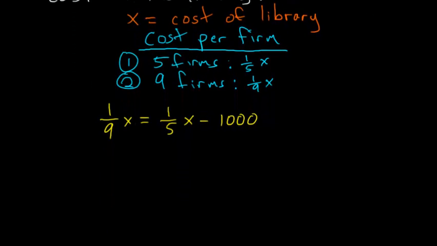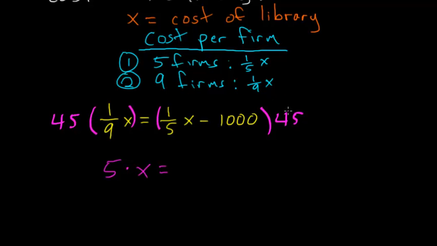So we can multiply each side of this equation, since we're dealing with fractions, by a common denominator. And we can just multiply these 2 denominators, so 9 times 5 is 45. So multiplying each side of the equation by this, 45 times 1/9 is the same thing as 5 multiplied by x. And on the right, we just have to distribute this 45. 1/5 times 45 is 9, so we have 9x, minus 45 times 1,000, or 45,000.